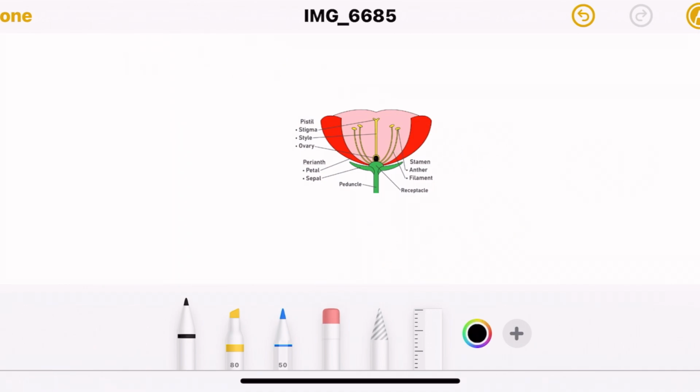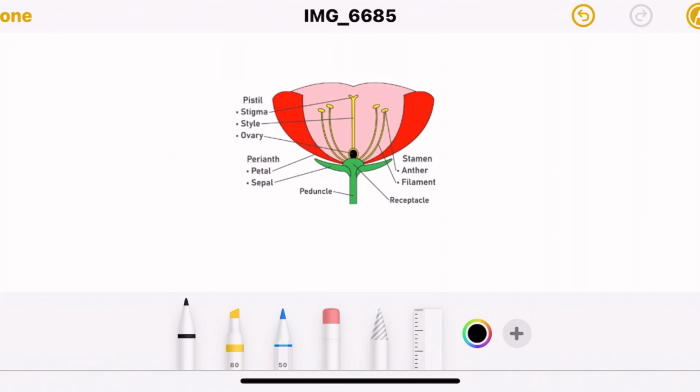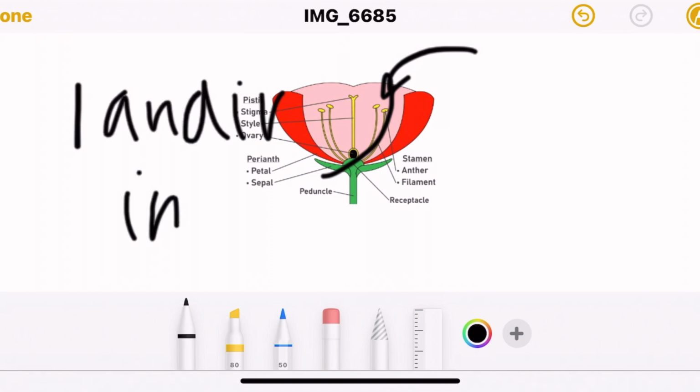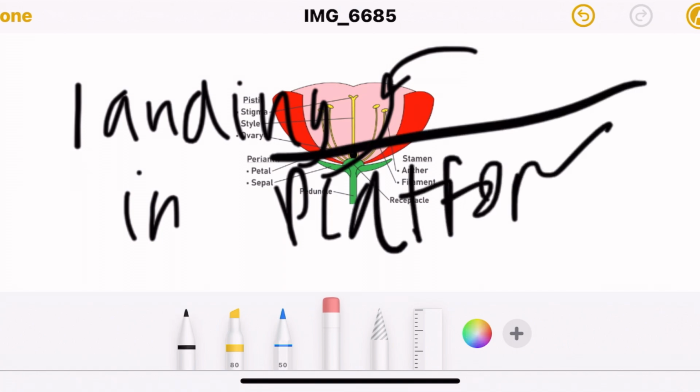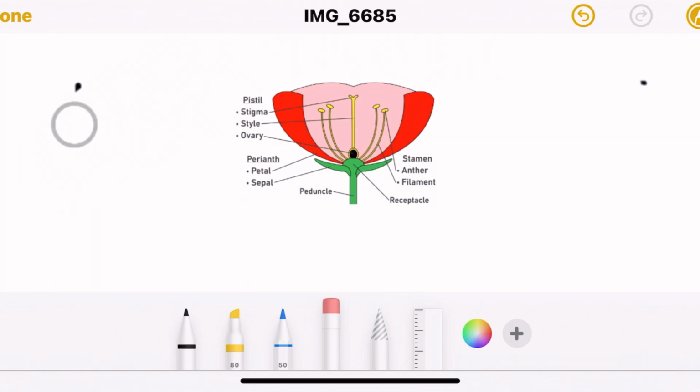The petals are also the landing platform of insects. For example, if insects come, they're gonna land on the flower. It's not something very important, but just to remember, these are also the landing platforms for insects. And there are also nectaries present at the base of the petal. Nectaries.